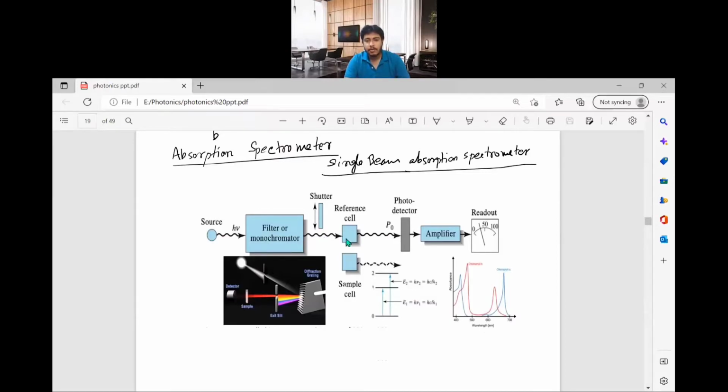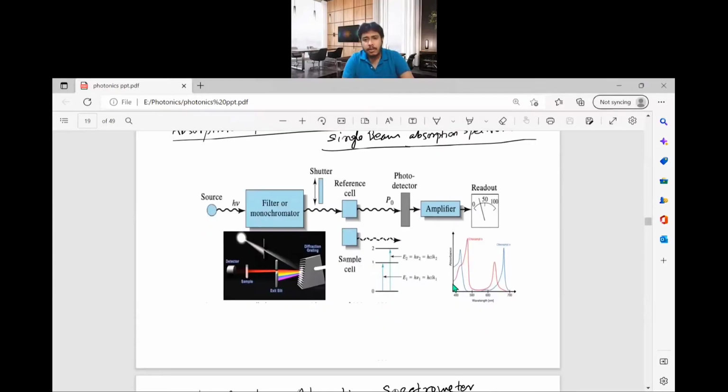The light will pass through the reference cell. Some portion will be absorbed and some will be transmitted, and you measure the intensity in the photodetector. Now you use the sample here. The sample will absorb the light differently compared to the reference. With this reference, we can calculate how much light is absorbed by the sample and how much it can transmit. There will be a change in the spectrum also.